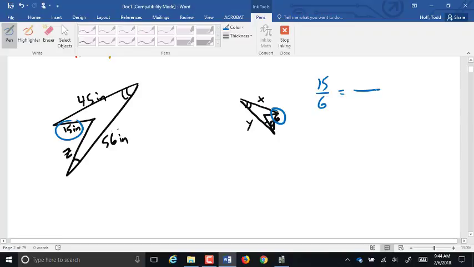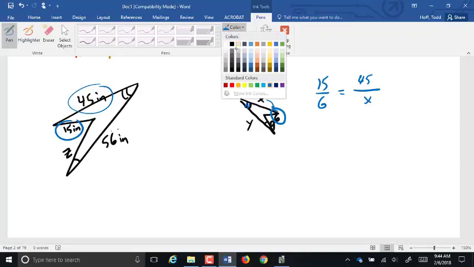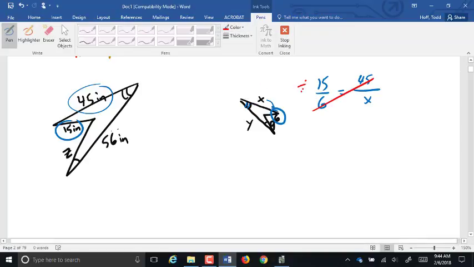So now if I'm going to find X, is X going to go on top or bottom? X goes on bottom because it's from the same figure as the 6. What goes above the X then? 45 is the corresponding side to the X because both of them are between the angle marked with 2 arcs and the unmarked angle. So 45 goes here. If we cross multiply and divide, we will get that X equals 18.